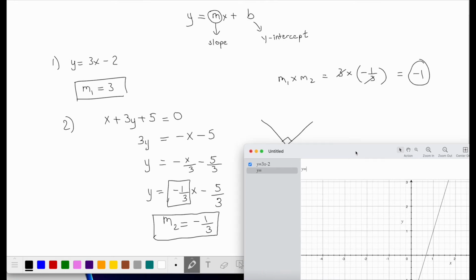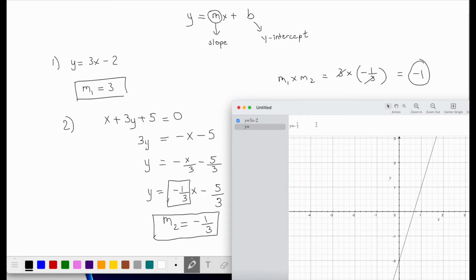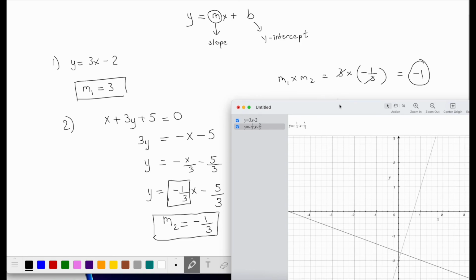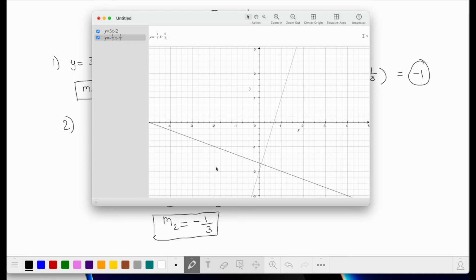Now I'm going to plug in another equation, which is y is equal to negative 1/3 x minus 5 by 3. After plugging in the two equations on this graphing tool, we can see that the two lines are perpendicular to one another. And so whenever two gradients are multiplied and we get negative 1, the two lines are always perpendicular.